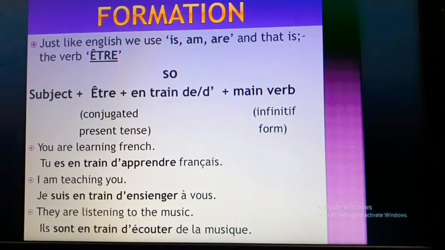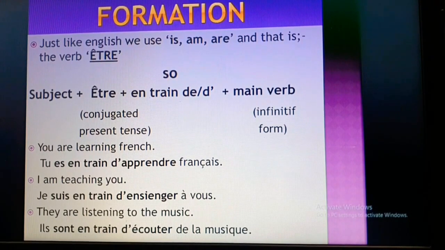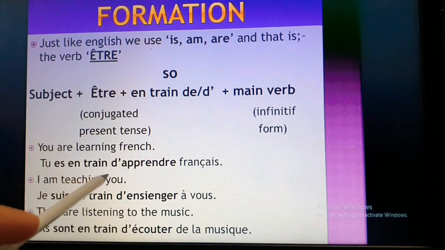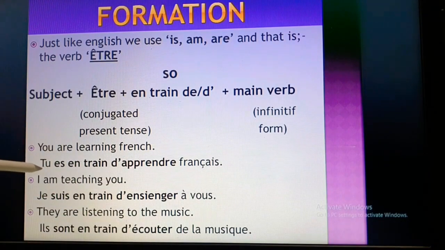That's right. So we saw the examples. Now we will translate them into French. You are learning French: Tu es en train d'apprendre. Apprendre is the verb, to learn is apprendre. Français. So see the formation very carefully.